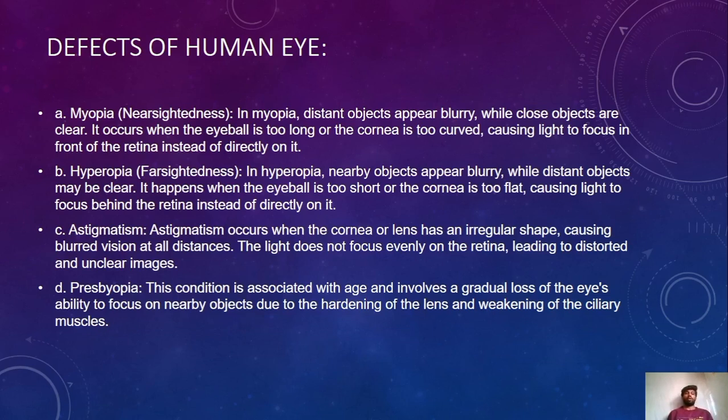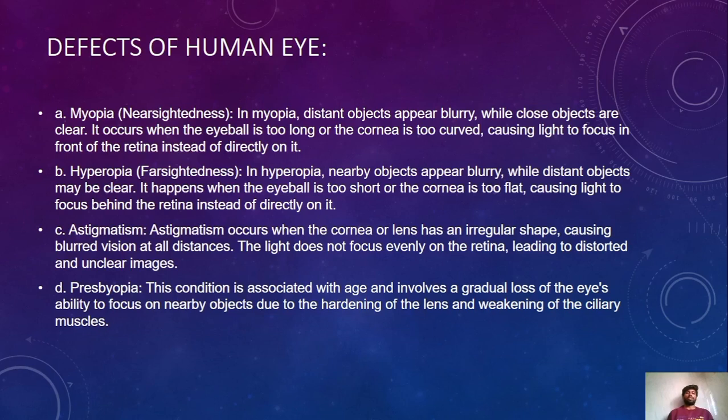Myopia, hyperopia, astigmatism, and presbyopia are the defects of the human eye. So let's move on to myopia, nearsightedness. In myopia, distant objects appear blurry while close objects are clear. It occurs when the eyeball is too long or the cornea is too curved, causing light to focus in front of the retina instead of directly on it.